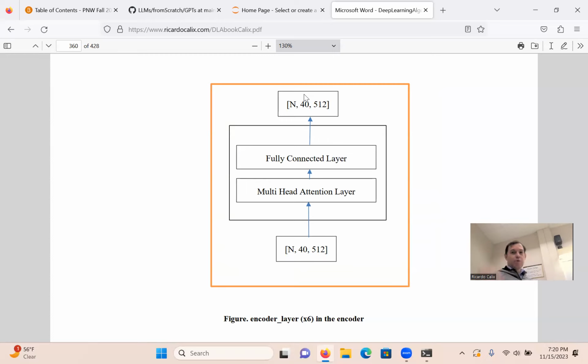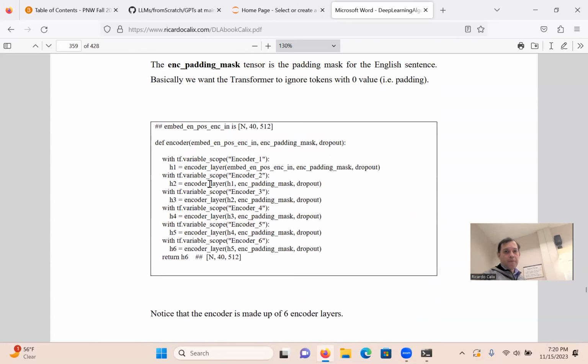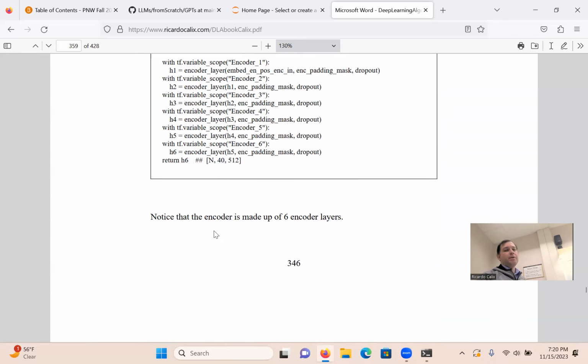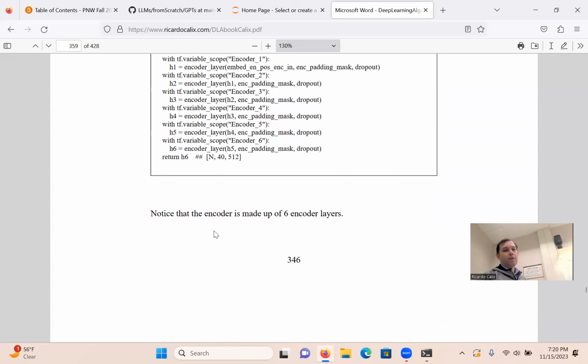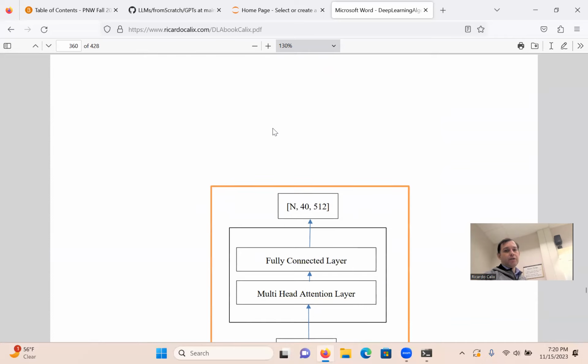And what does it do? It goes into the multi-head attention layer, which is basically what I just described. Why is it multi-head? I actually have the code in here for that. So these are the 6 encoder layers, right?